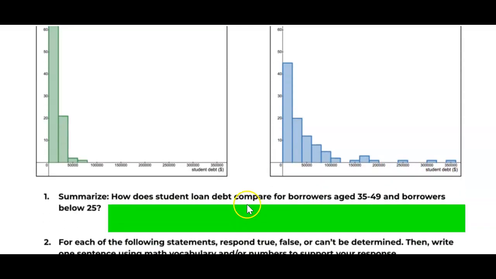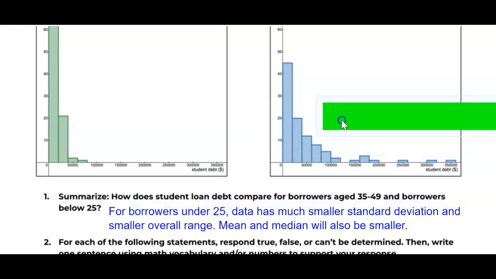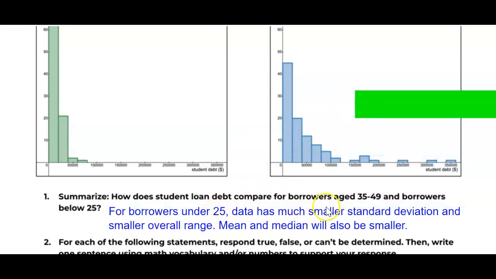So the summary: how does student loan debt compare for borrowers aged 35 to 49 and borrowers below 25? So you could comment on how we have some much larger numbers on the older people and smaller numbers on the younger people. We could also comment on standard deviation, because the data is more clustered for the younger people. There's much more spread on the older people.